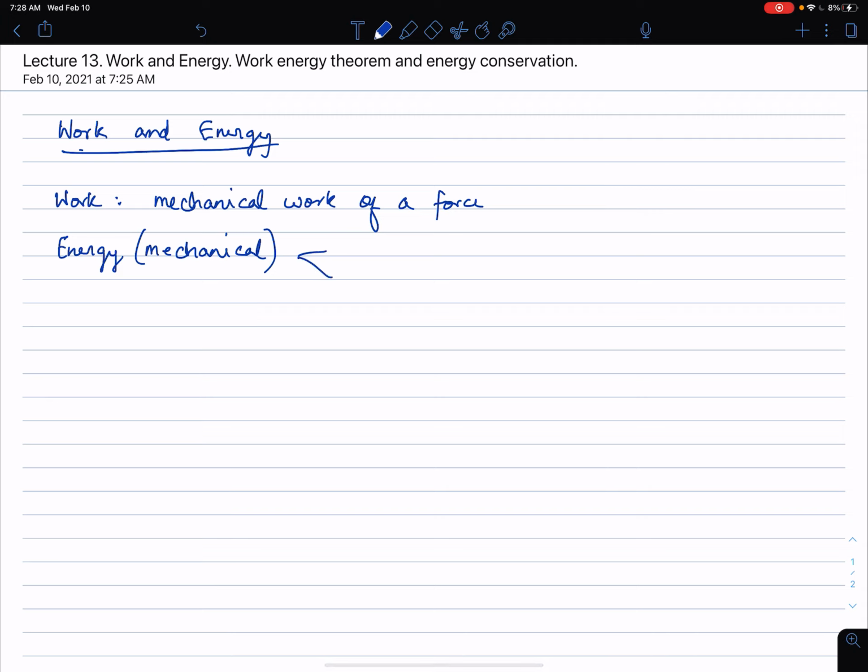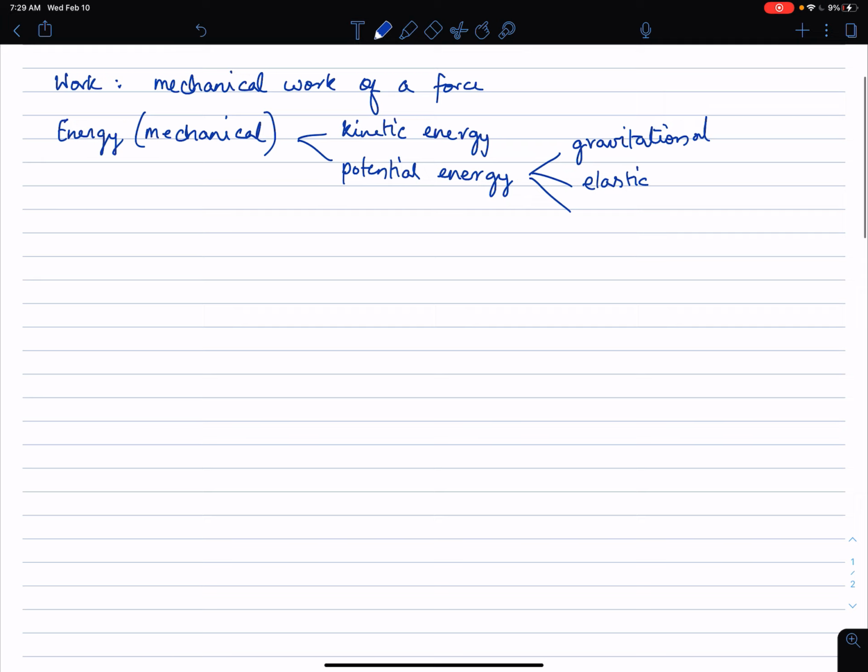And of course, we broadly classify, for the purposes of this course, into kinetic energy and potential energy. And we will see what these terms mean. These, in some sense, are terms of convenience. And of course, potential energy could be gravitational, elastic, and perhaps other stuff.